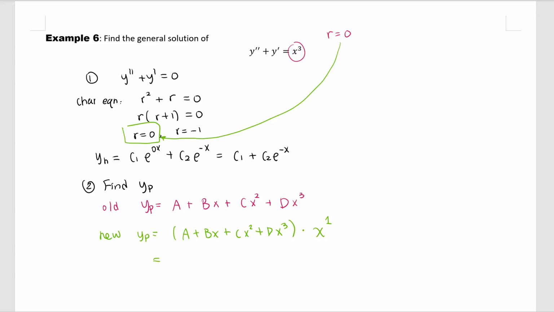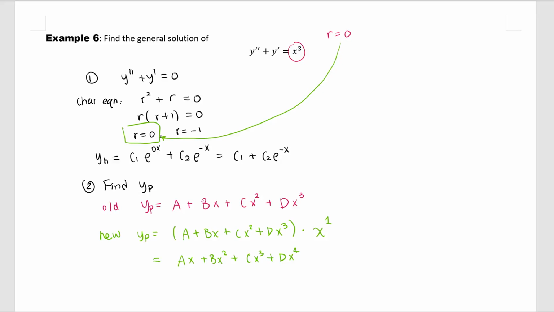So that is, let's distribute it. We have ax plus bx squared plus cx cubed plus dx to the 4th. Okay, we still have 4 constants here. So 4 unknowns here. Okay, it's A, B, C, D.